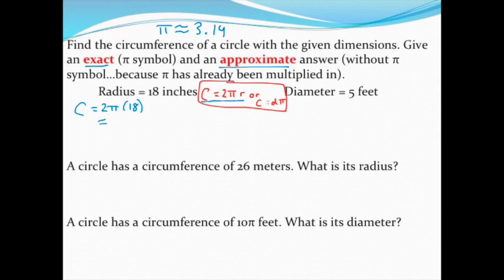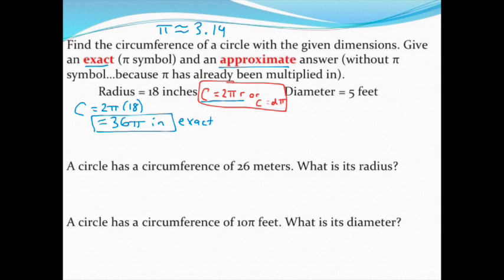So to do this problem, I'm going to do 2 times 18 and get 36, and then just slap that pi symbol on the answer. So 36 pi inches, because circumference is just sort of like perimeter, just a straight line distance. My exact circumference is 36 pi inches.